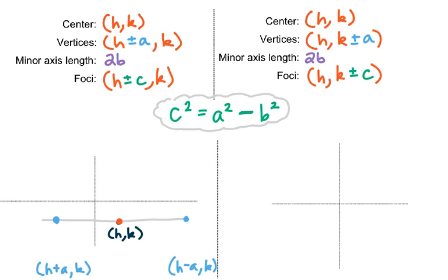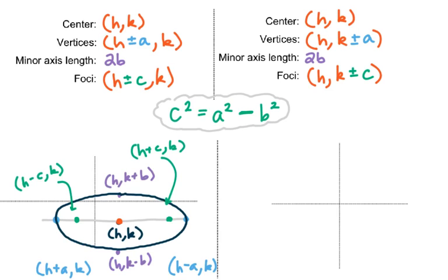The foci are going to be inside, also equidistant from the center. And then for the minor axis, we're going to go b units up, whatever that b value is, and b units down. So we end up with an ellipse, which, and this is not the most beautiful, looks about like this. And I have written those points in there so we can see what all of these different points are identified on the ellipse.